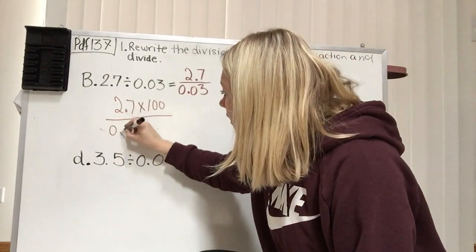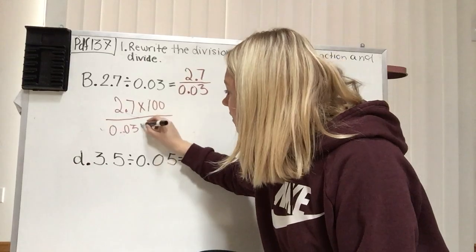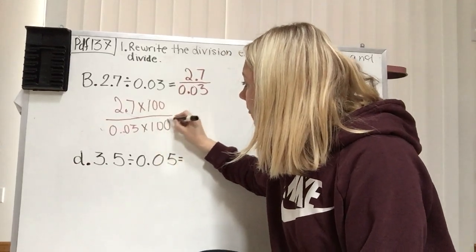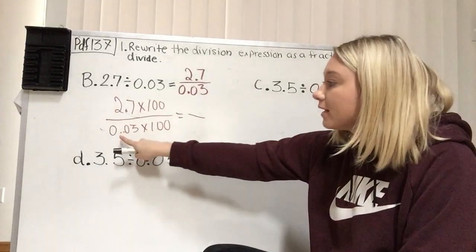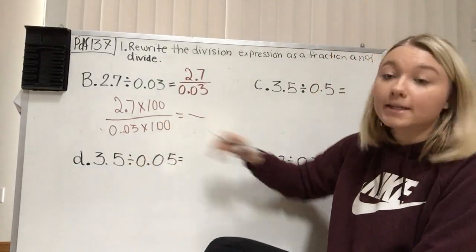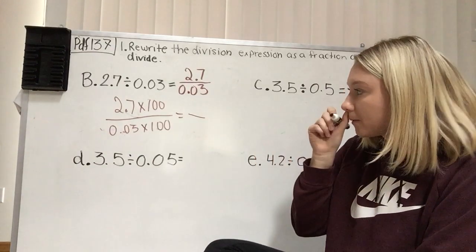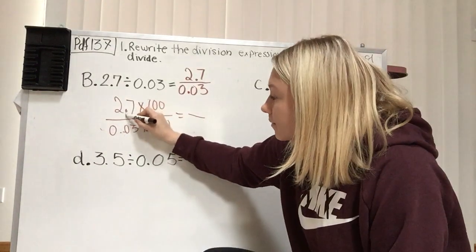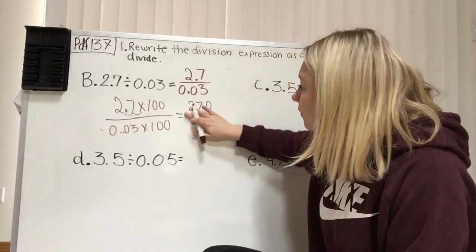over 3/100 times 100. Okay, and we know that however many zeros you're multiplying by, you move the decimal to the right. So if I move the decimal to the right 2 times, I'll have 270.